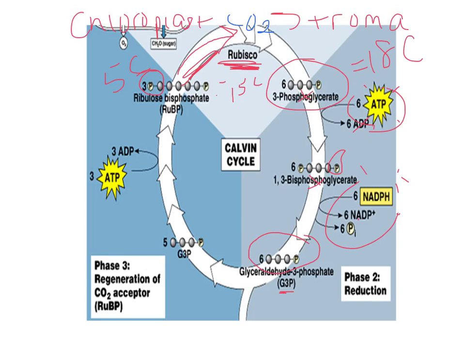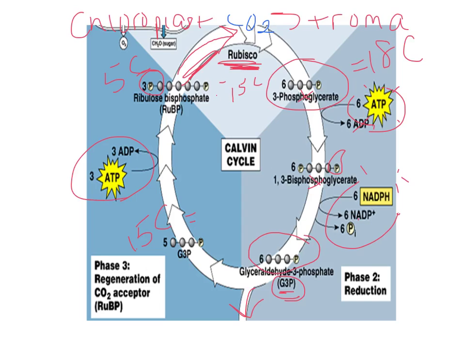So I've got my 18 carbons, and remember I've got extra carbons. I've got to knock it back down to 15. So one of these G3Ps, or PGALs, is able to exit. Now I'm back down to 5 3-carbon molecules, so I'm at 15 carbons again.